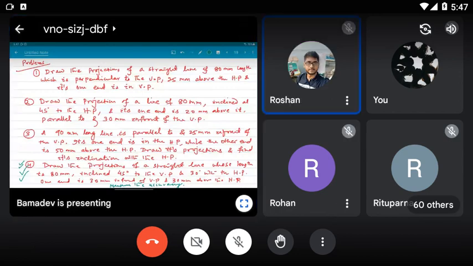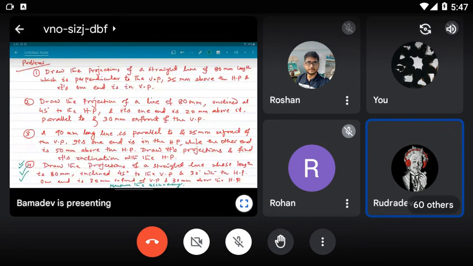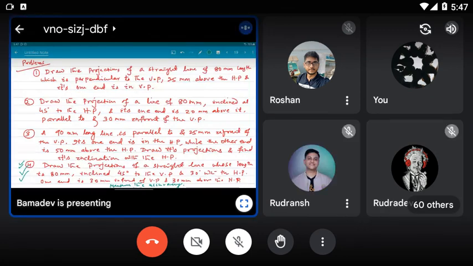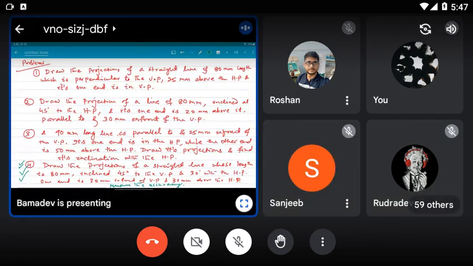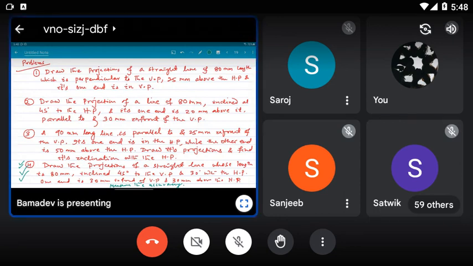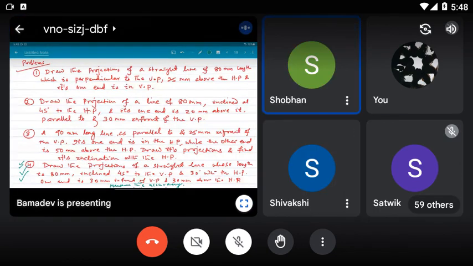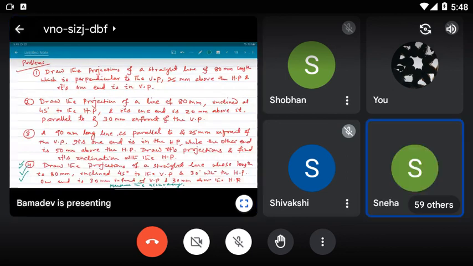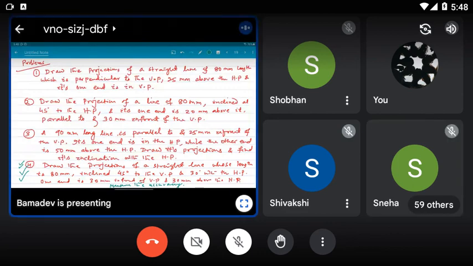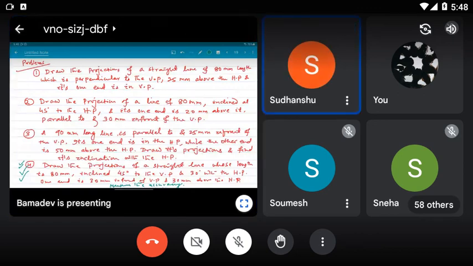46, present, sir. 47, present, sir. 48, present, sir. 49. 50. 51, present, sir. 52, present, sir. 53, present, sir. 54, present, sir. 55, present, sir. 56, present, sir. 57, Sneha Mandal, present, sir. 58, present, sir. 59, present, sir. 60.